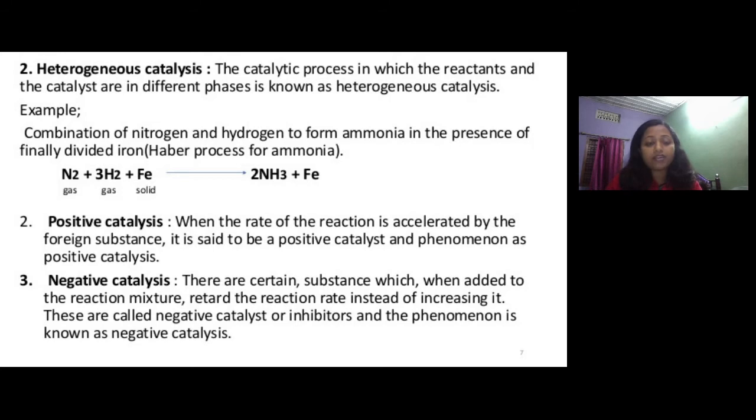Now there are some other classifications also, like positive catalysis, which means if the reaction is accelerated by the foreign substances, it is called positive catalyst, and the phenomenon is called positive catalysis. And negative catalysis means if the reaction is retarded by adding the substance, then it is called negative catalyst, and the process is called negative catalysis.